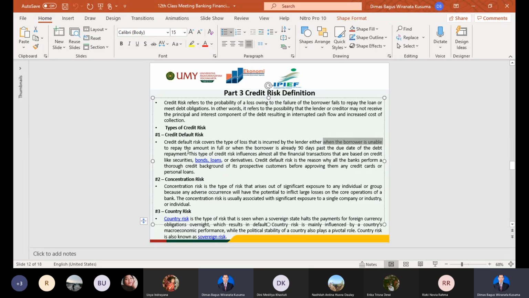It is very dangerous because if you suddenly collapse, the bank will absolutely collapse too, because you are holding a very big portion.